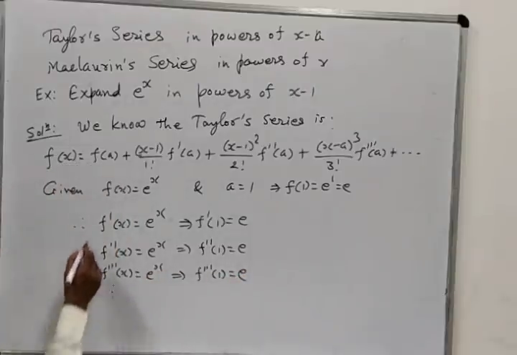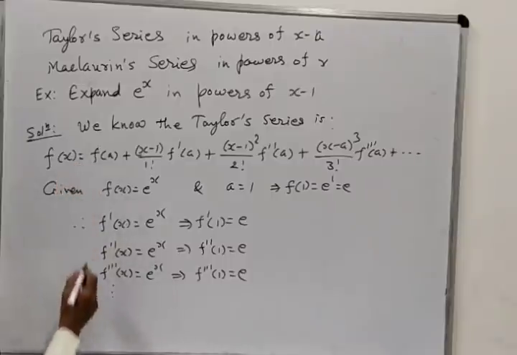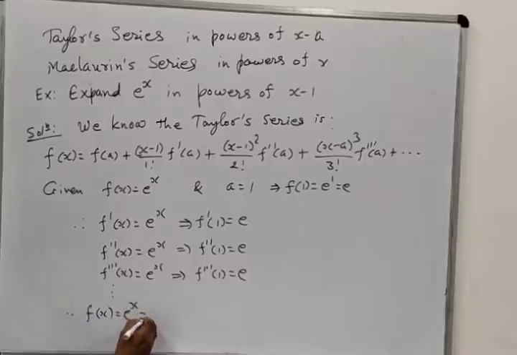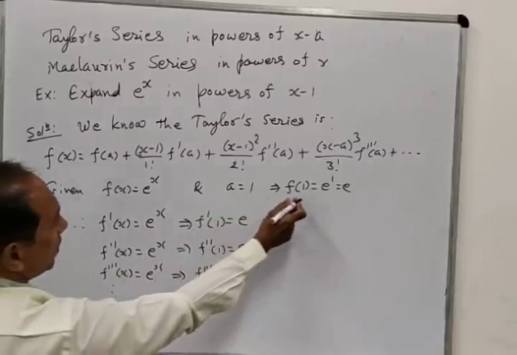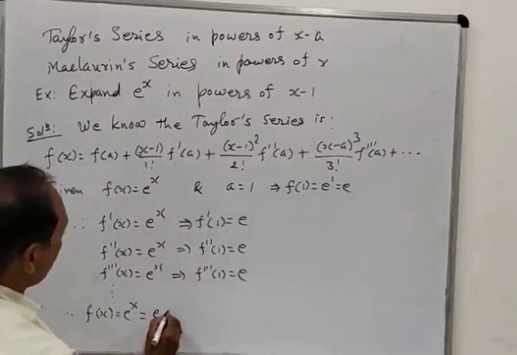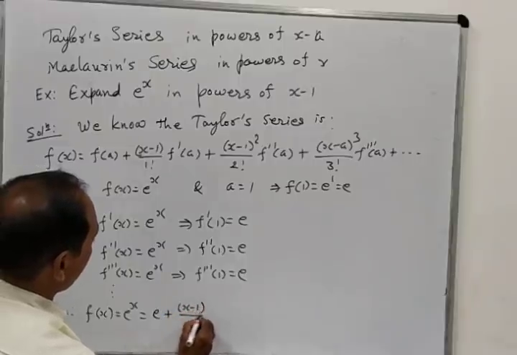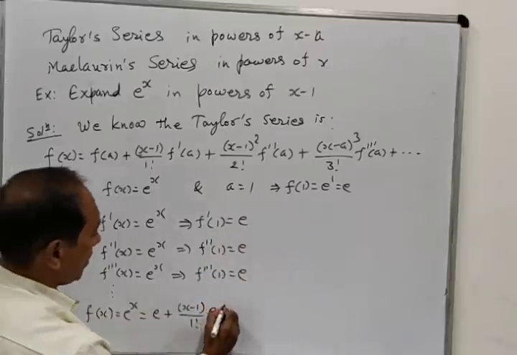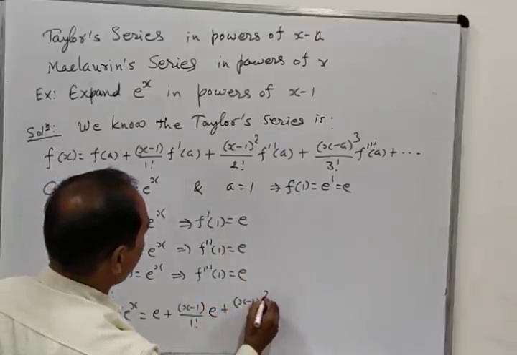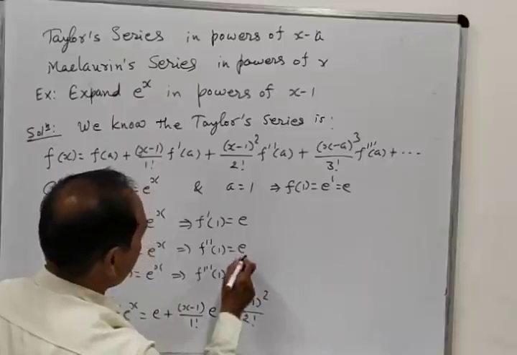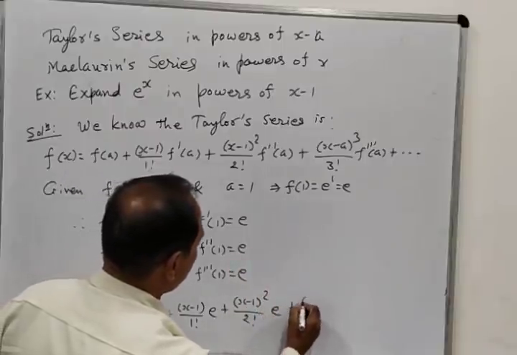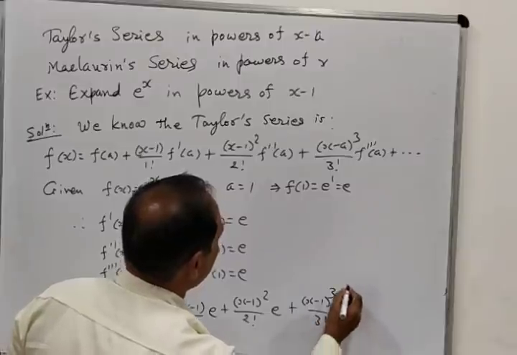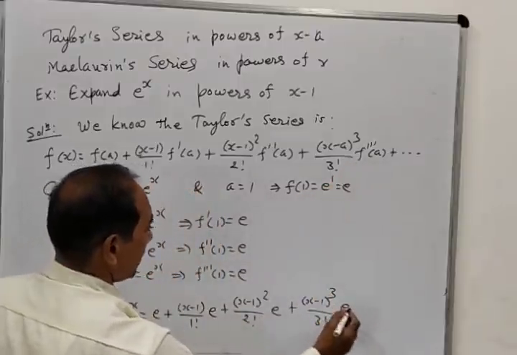And therefore we put the values in the given series. And thus we get f of x equal to e raised to x, and this equals f of a. F of a is what? e. Plus x minus 1 upon 1 factorial, f dash a is again e. Plus x minus 1 whole square by 2 factorial, f double dash a is again e. Plus x minus 1 whole cube by 3 factorial, f triple dash a is again e.